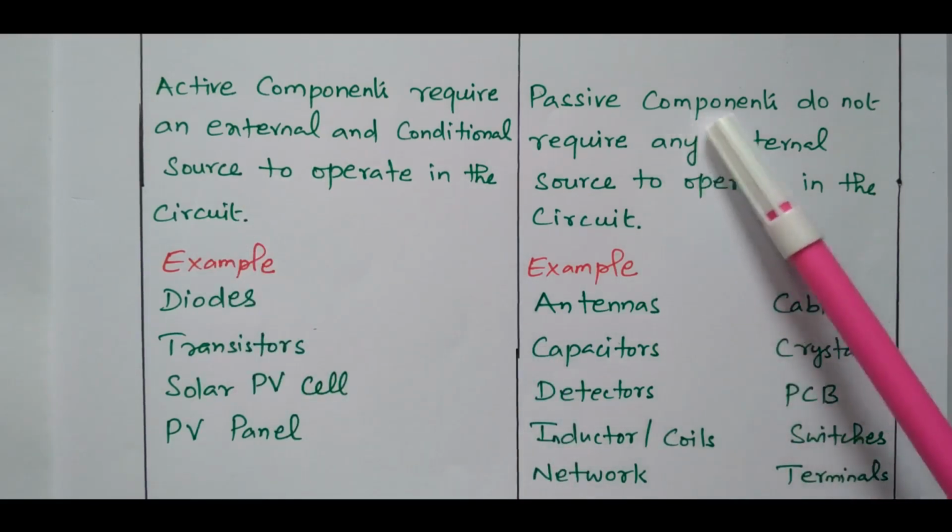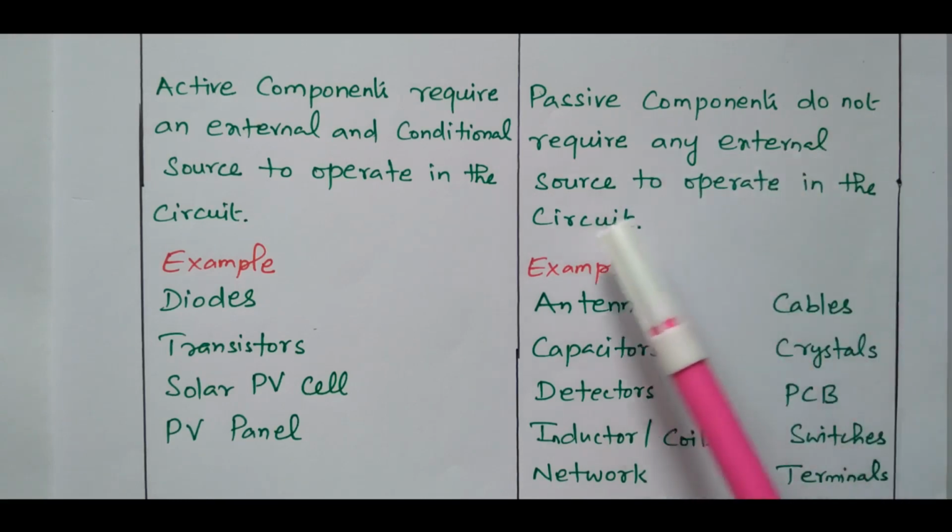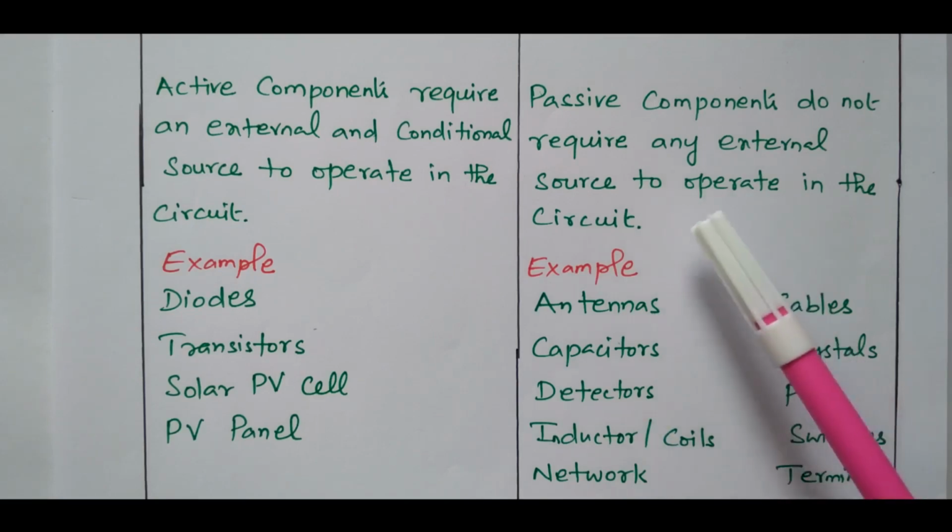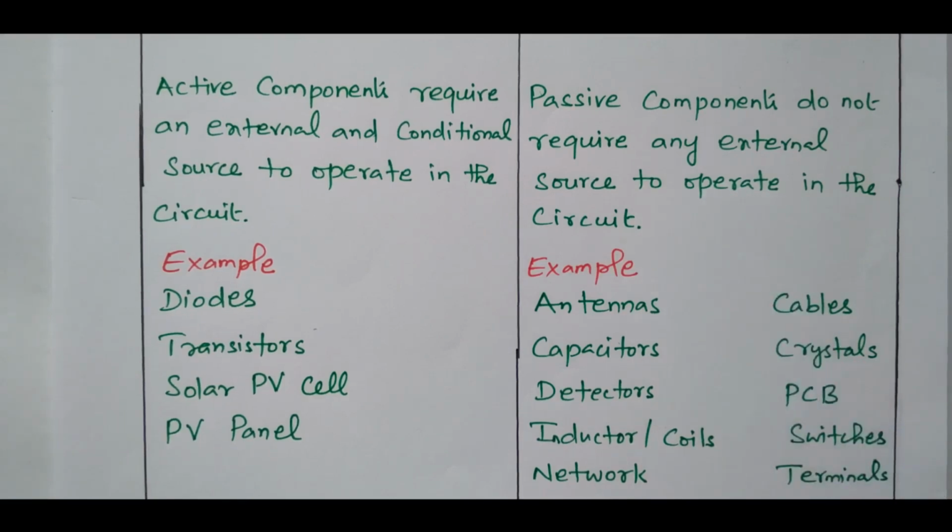But passive components do not require any external source to operate. While connected, they absorb the energy available in the circuit, and it is either stored or absorbed in the form of heat. Right? So an external source is not required for passive components.